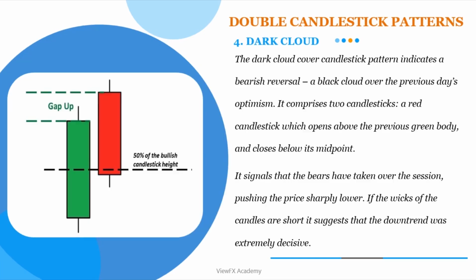previous day. Dark cloud. The dark cloud cover candlestick pattern indicates a bearish reversal, a black cloud over the previous day's optimism. It comprises two candlesticks, a red candlestick which opens above the previous green body, and closes below its midpoint. It signals that the bears have taken over the session, pushing the price sharply lower. If the wicks of the candles are short, it suggests that the downtrend was extremely decisive.